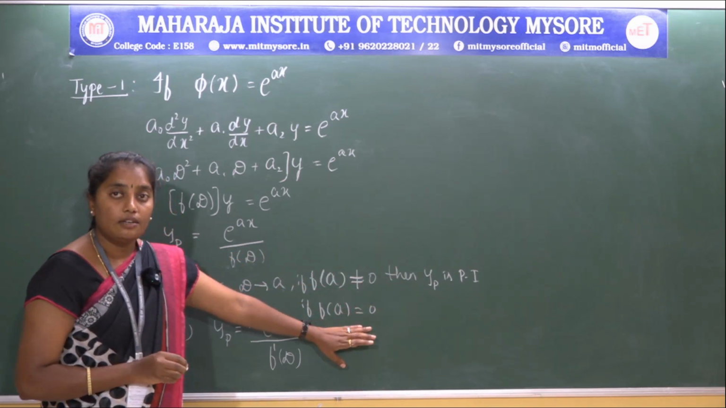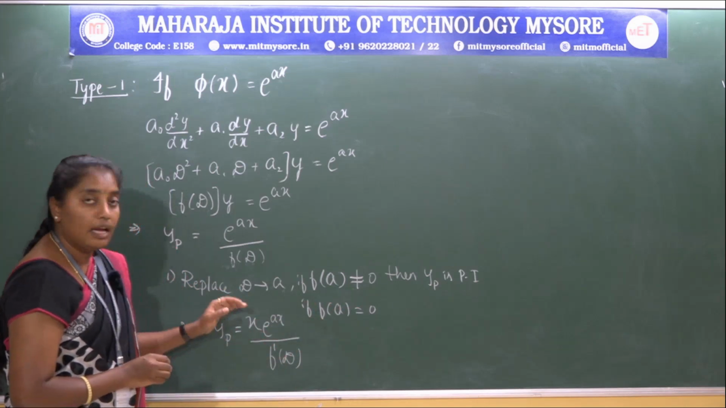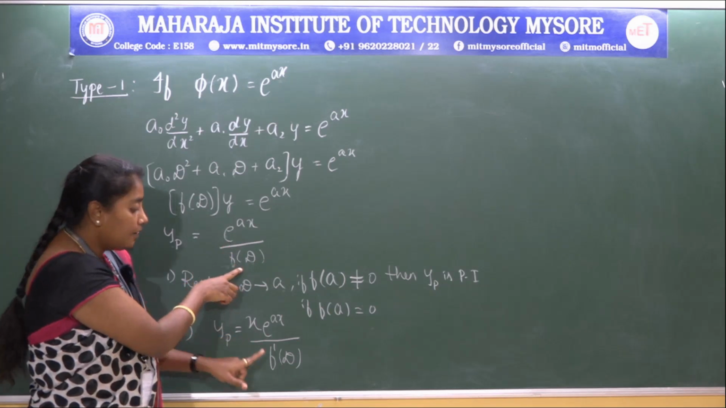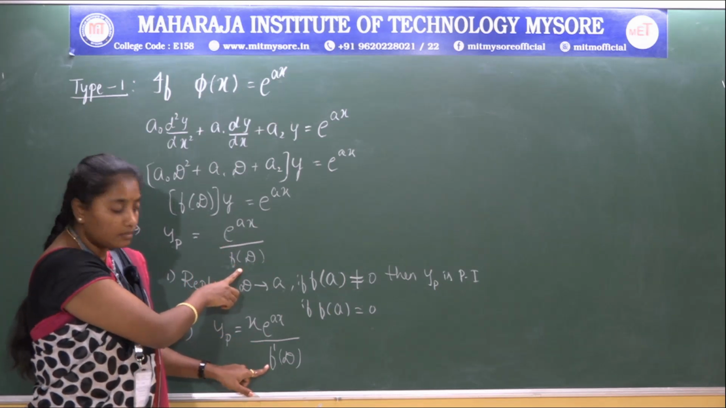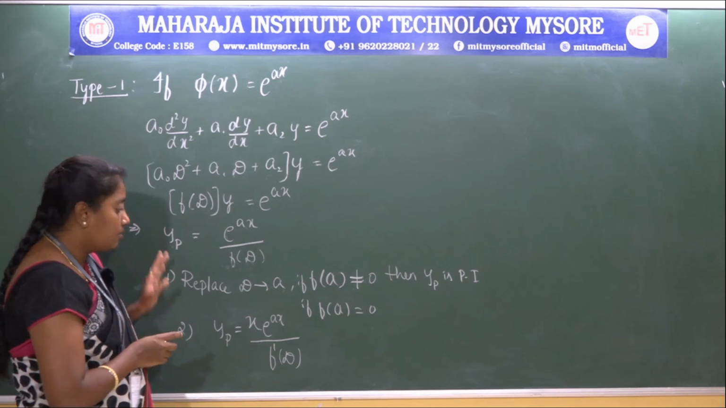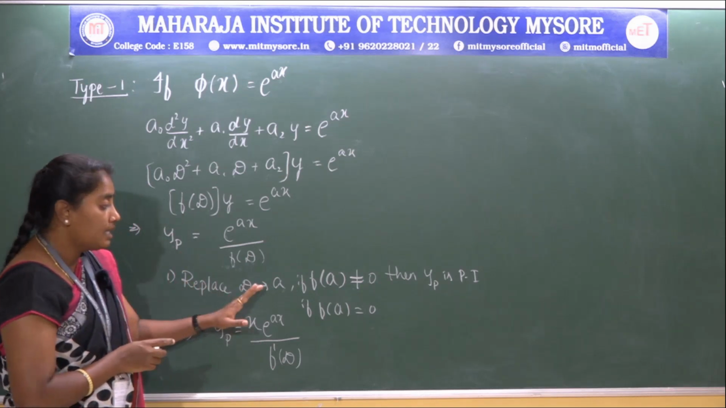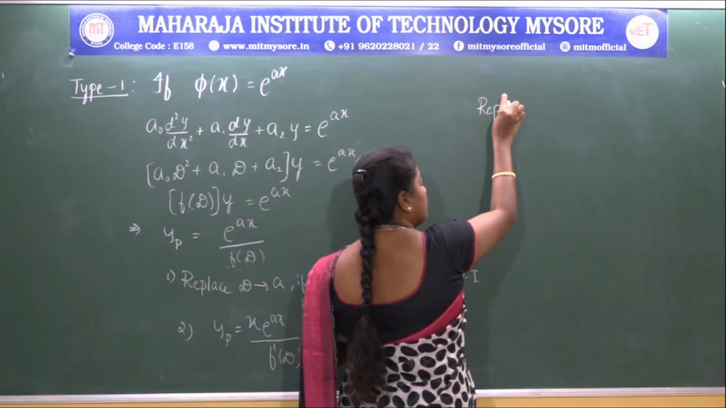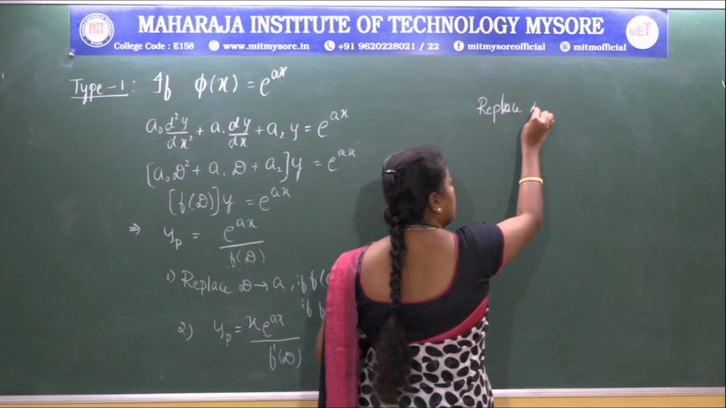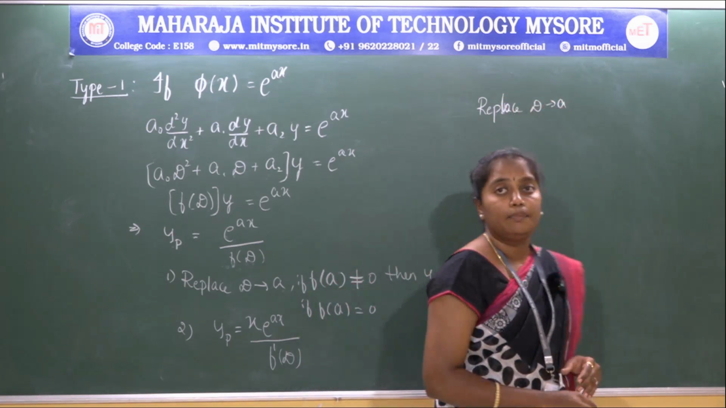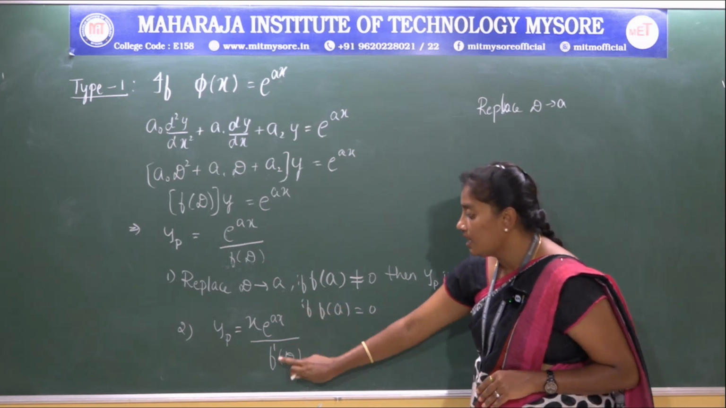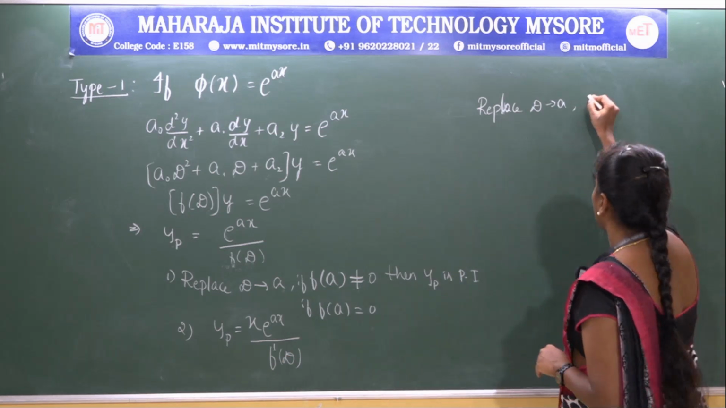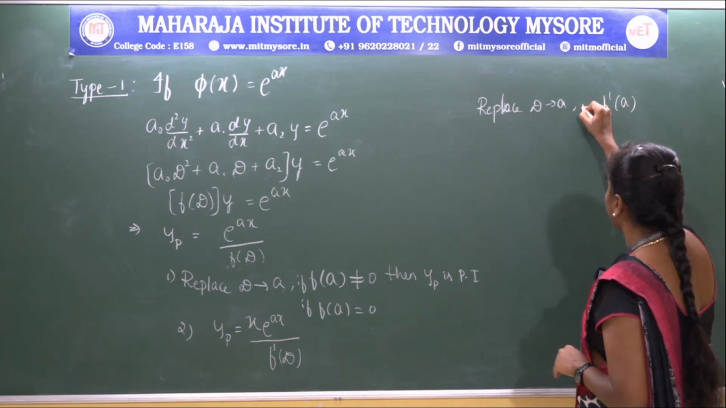If it is equal to 0, then we have to continue further by multiplying x to the numerator and differentiating the denominator. After this step, again we carry the same procedure. Replace d by a. On replacing d by a, what do we get? We get f dash of a.